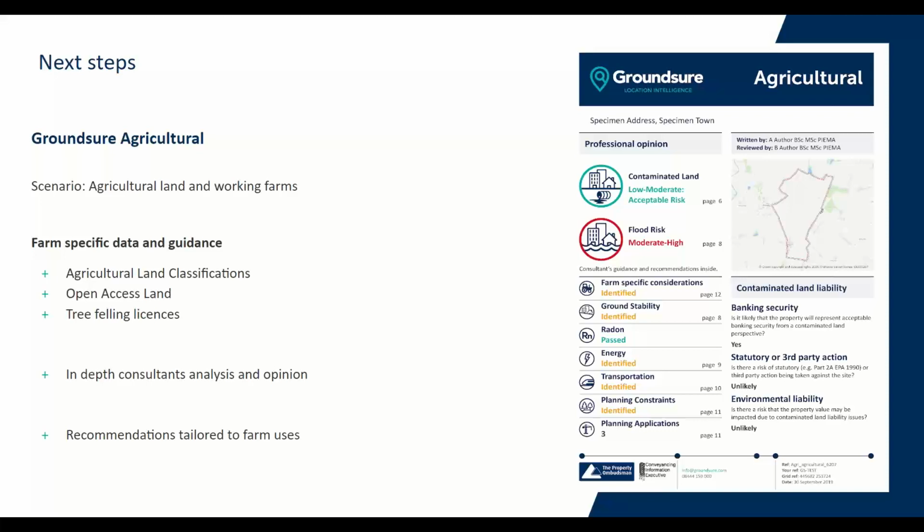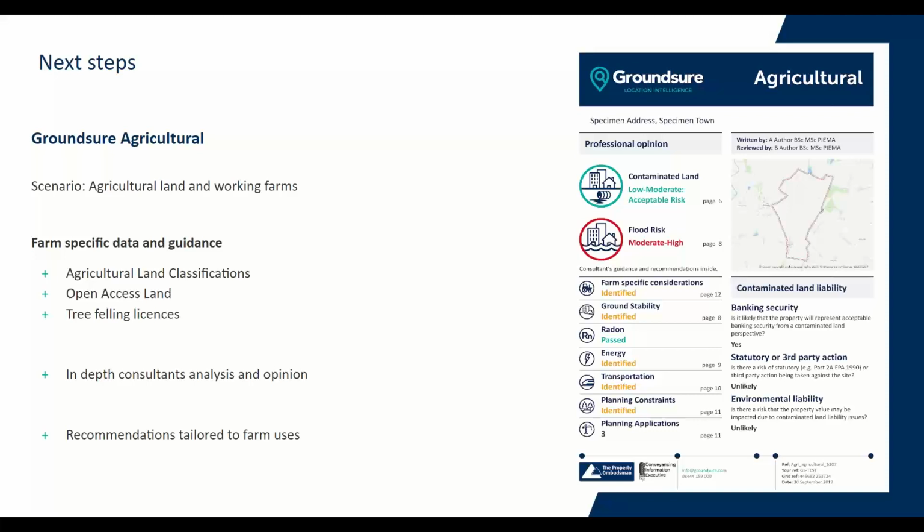But if you've got a client that is looking at agricultural land and is keeping it that way, then this is the report that you're supposed to use, because it's got a lot of farm specific data, guidance, things like agricultural land classifications, open access lands, tree felling licenses. It is the report that takes us the longest to write. You've got 2 consultants that look at this report. It takes them about 3 days because there is a lot of information that we have to go through.